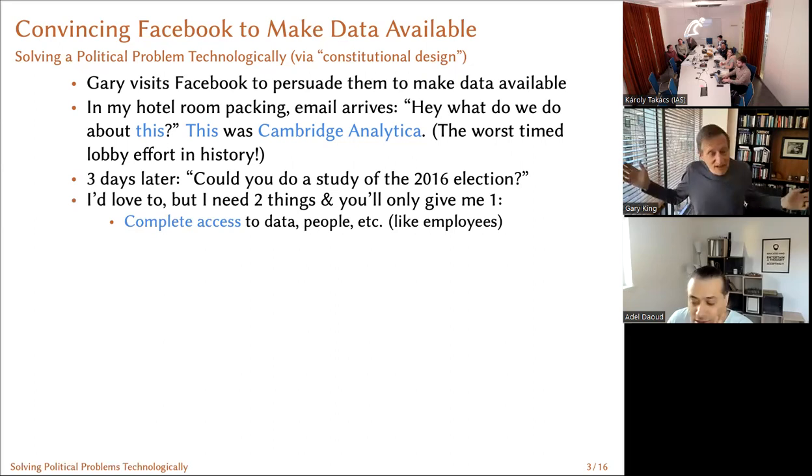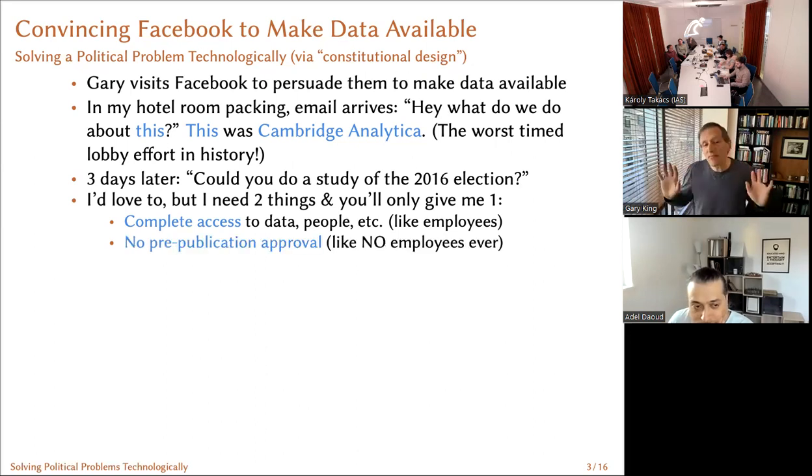First I need complete access to the data, of course, and the people and the platforms and the policies and everything you're doing. He said, sure, of course, we give employees that, no big deal. I said, okay, but we also need a second thing, which is no pre-publication approval of what I write by the company. Because if the company can filter what I can write for the world, then nothing that I actually do publish would be of any use to the scientific community.